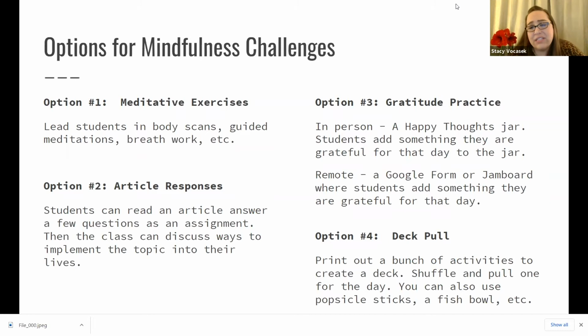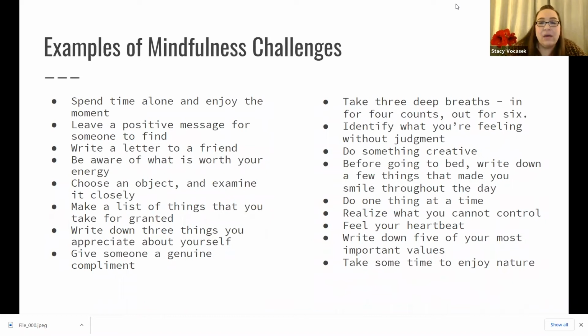And the fourth option is a deck pull, like this box that, like I said, I found at TJ Maxx. You could also write things on popsicle sticks or put little pieces of paper in a fishbowl or something and pull one. That's always fun. And I wrote down some examples from things that we've done in class.